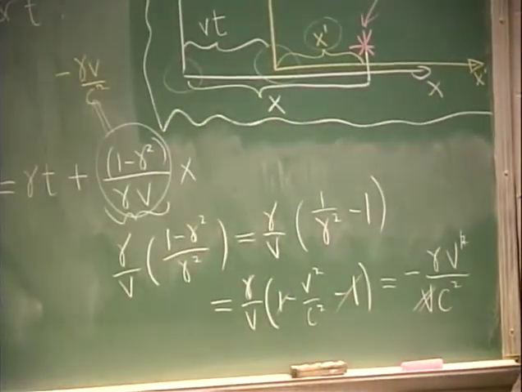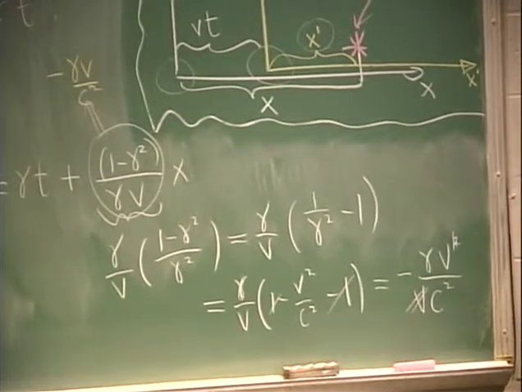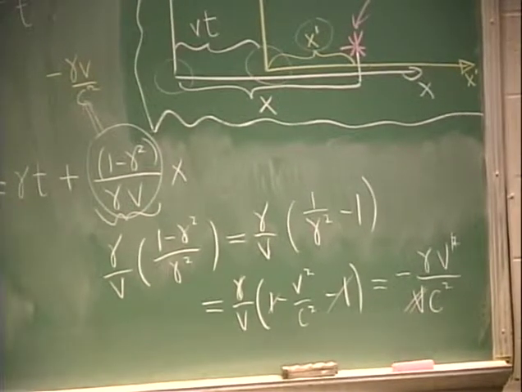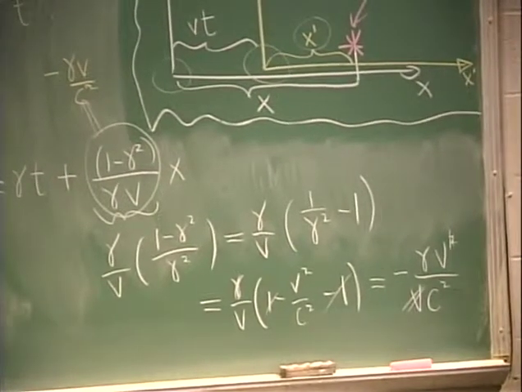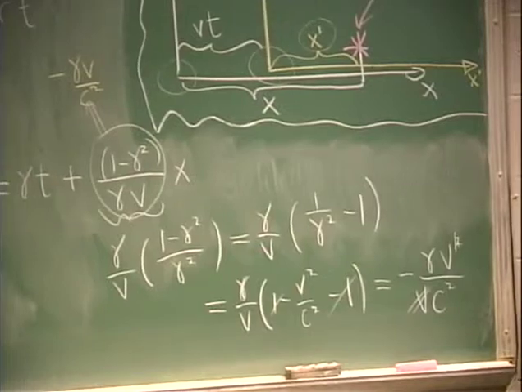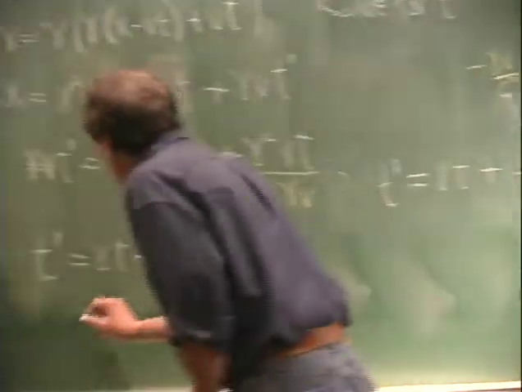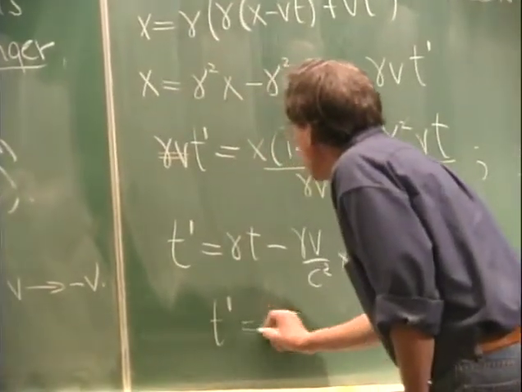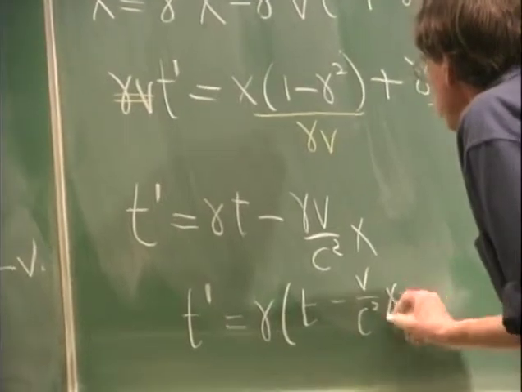So let's combine these together now. I've got my formula for t prime. It's equal to gamma times t, that's the first term, minus gamma v over c squared times x. And that's the answer. This tells me t prime in terms of t and x. A little bit better way to write it, let's factor out the gamma. It's t minus v over c squared times x.